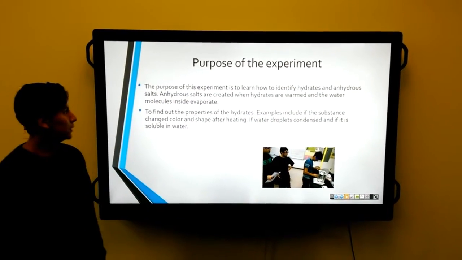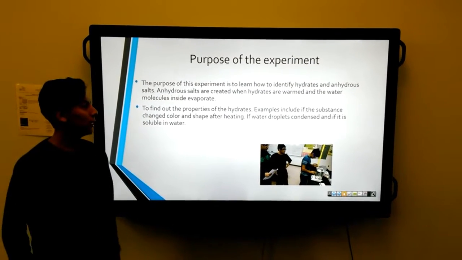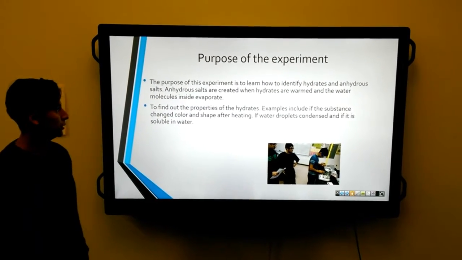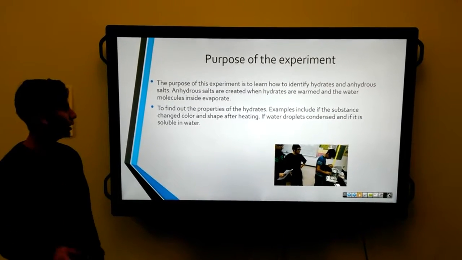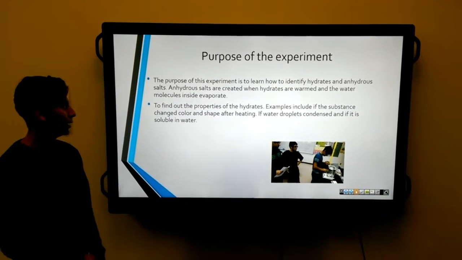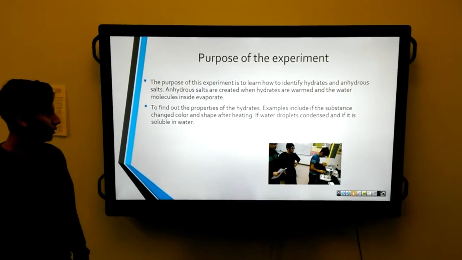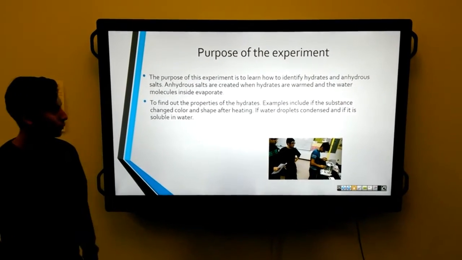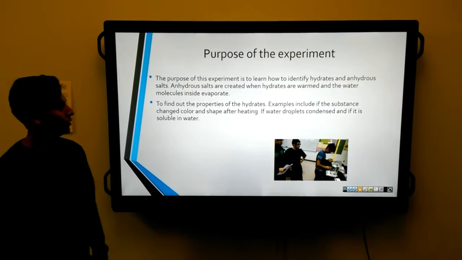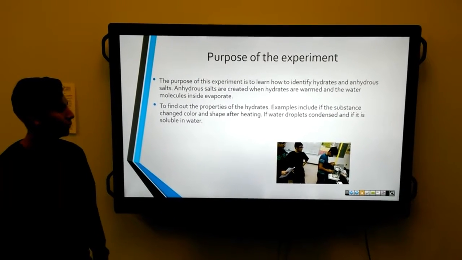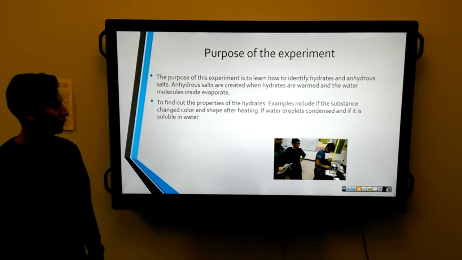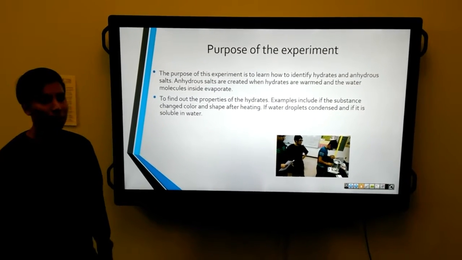The purpose of this experiment is to learn how to identify hydrates and anhydrates. Anhydrates are created when you heat hydrates and the water evaporates, leaving anhydrates. To find out the properties of hydrates, examples included whether the substance changes color and shape after heating, if water droplets condense, and if it is soluble in water.